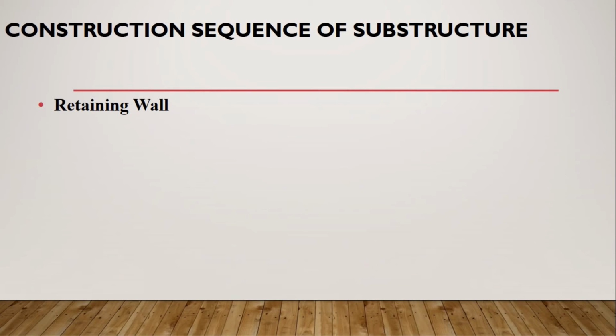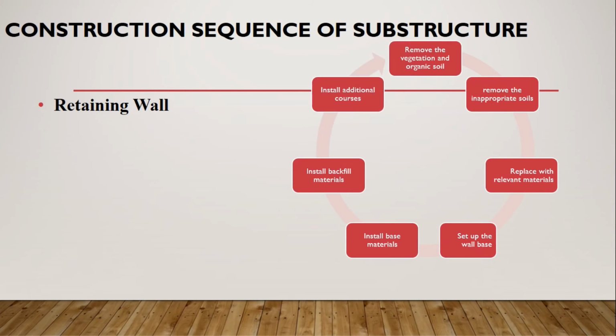Lastly is the construction sequence of the retaining wall. The retaining wall construction will start with site preparation and site excavation. During the first stage, we need to remove the vegetation and organic soil on the surface area. Then we excavate the base trench based on the site as mentioned in the approved plan.